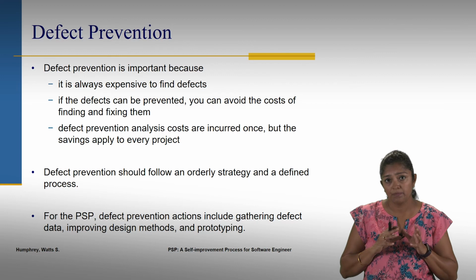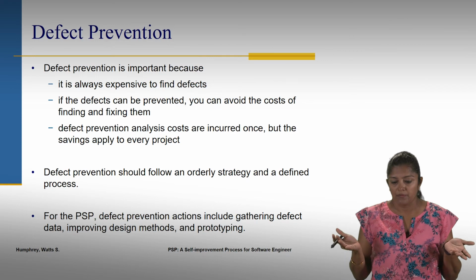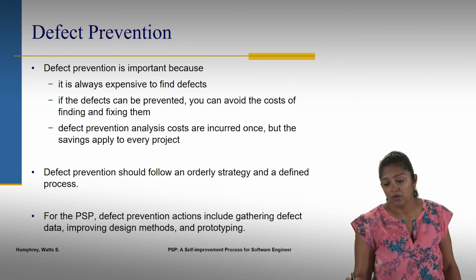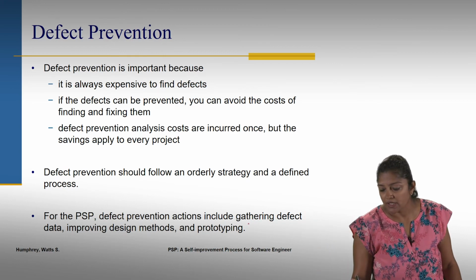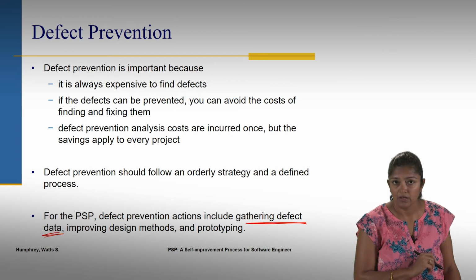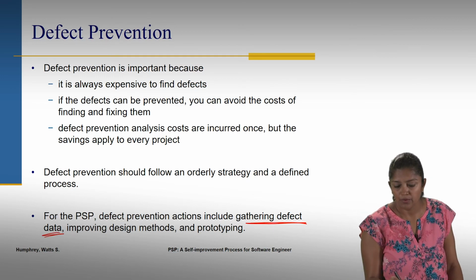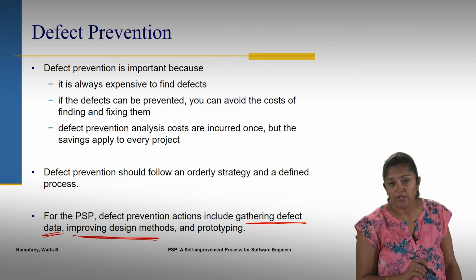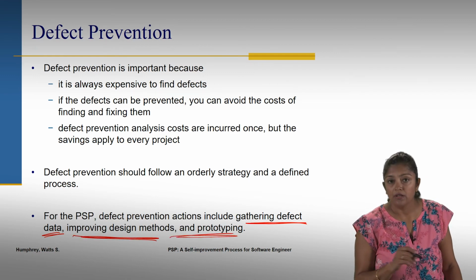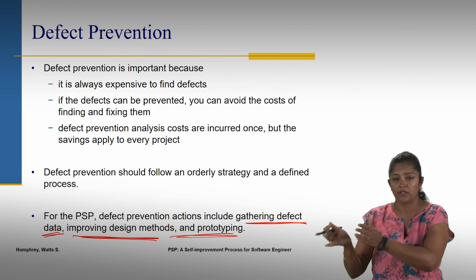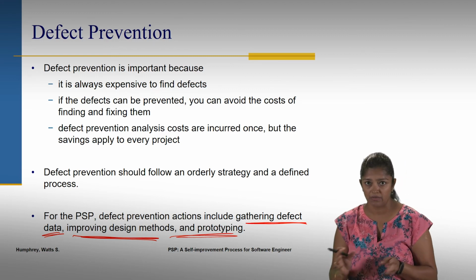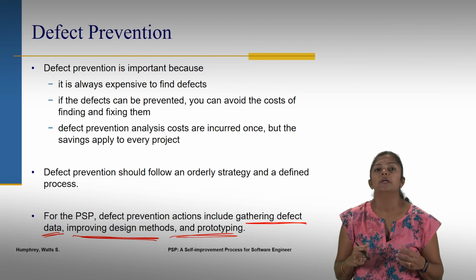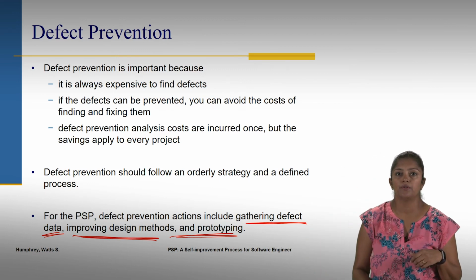So again, coming back to the PSP perspective, defect prevention means that along with following a good process and making improvements, the idea is to continue to gather data about your defects. What type of defects are you prone to introduce? And then improve your design methods, and do prototyping always first, and then build the full product. So if you follow these simple methods as you're developing your individual small units, then you're likely to introduce fewer defects in the code.